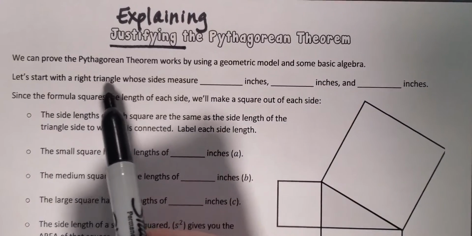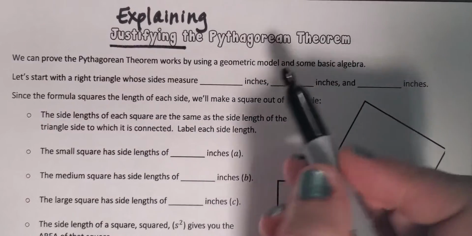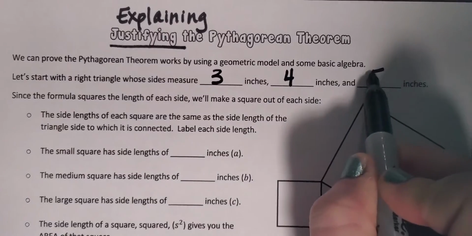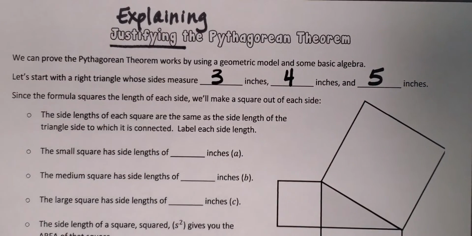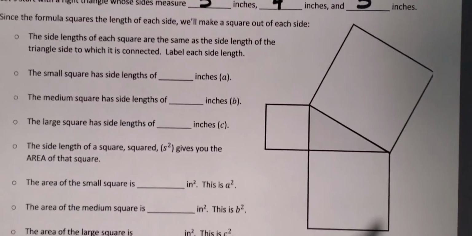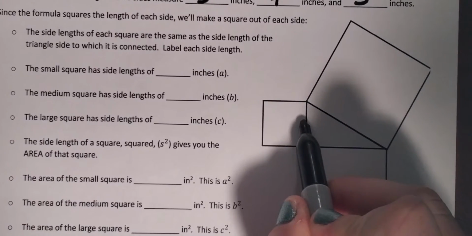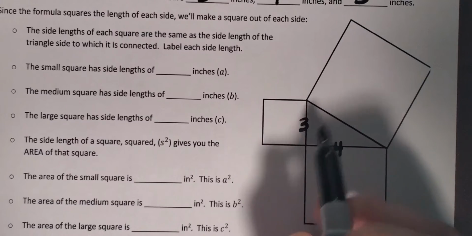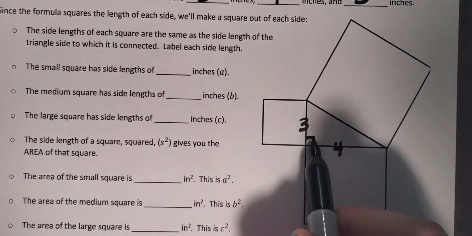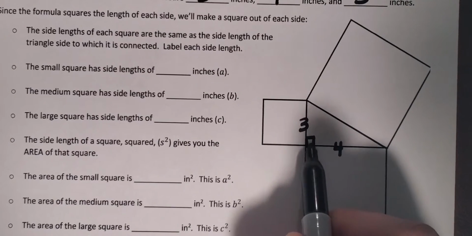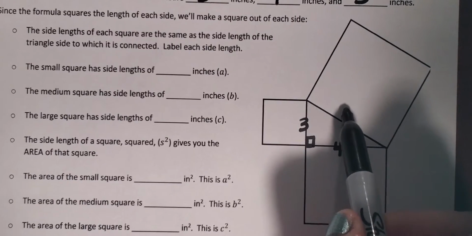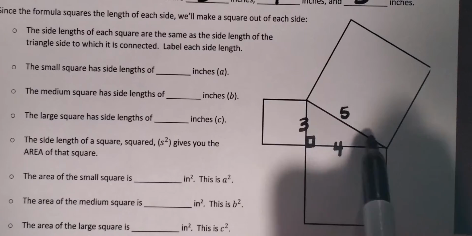So let's start with a right triangle whose sides measure 3 inches, 4 inches, and 5 inches. This is similar to what we did in class. Our short side is going to be 3. Our long side is going to be 4. I know that these two sides go together because they form a right triangle. And the longest side is going to be this diagonal piece.